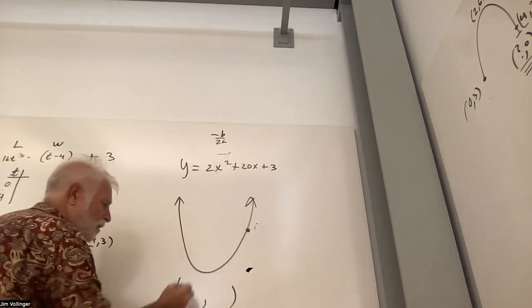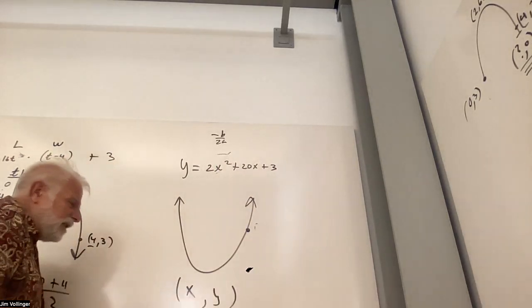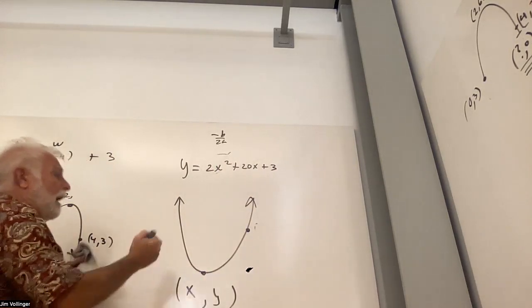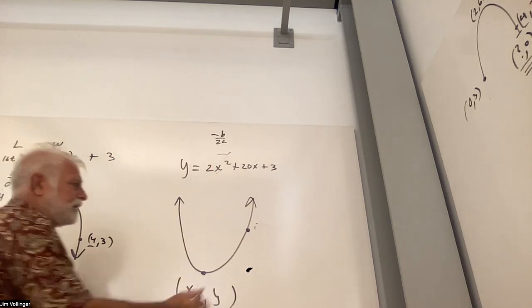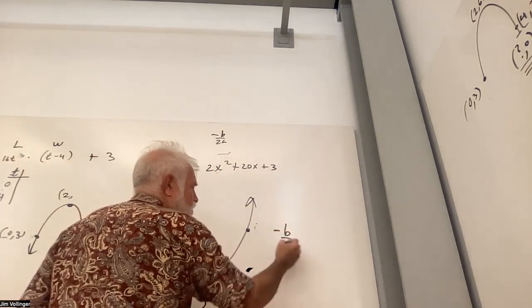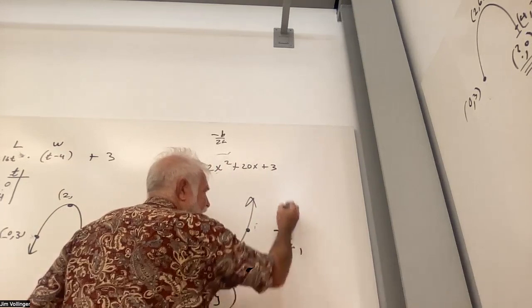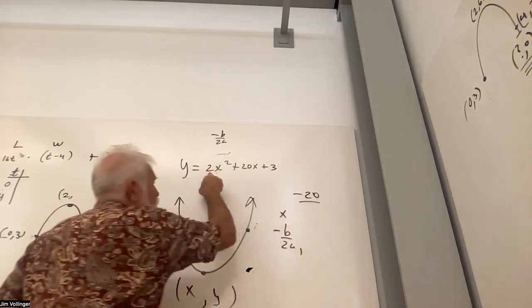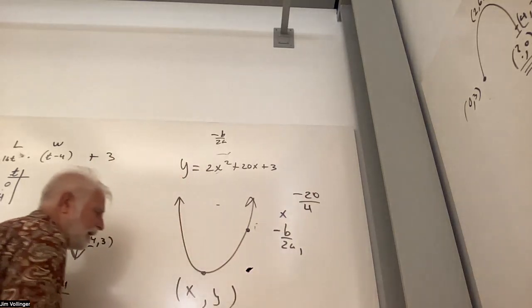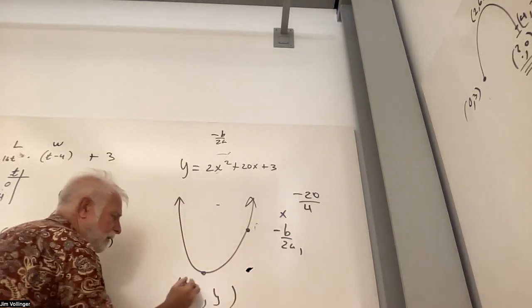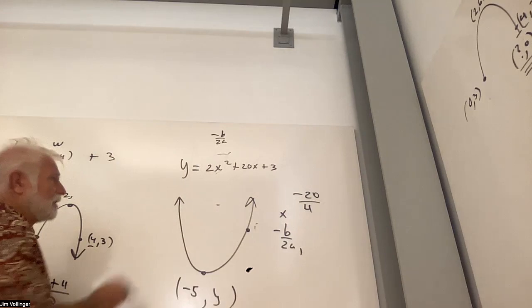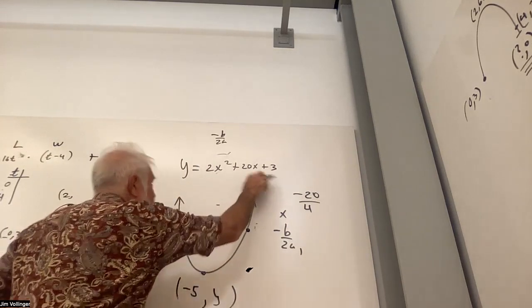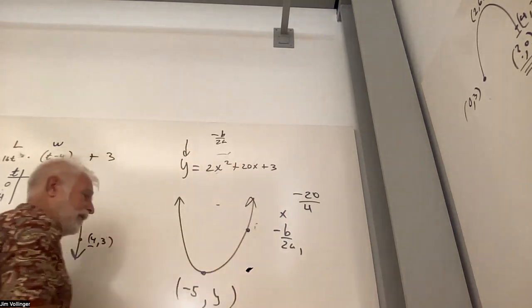What's the most important part of this discussion? The vertex. How can I find that quickly and easily? Minus b over 2a gets me that x value. In this case, it's minus 20 over 2 times 2, which is negative 5. I can plug negative 5 in for x because that's going to tell me the y that I get.